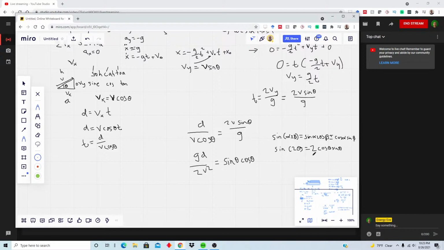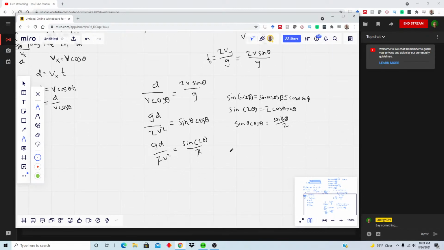They're the same thing. So from this side, let me just rearrange it. Sine theta cosine theta is equal to sine 2 theta divided by 2, right? Because we divided this by 2 and we rearranged this. And so this gets plugged into here. We get gd over 2V squared is equal to sine 2 theta over 2. So these two 2's cancel out.